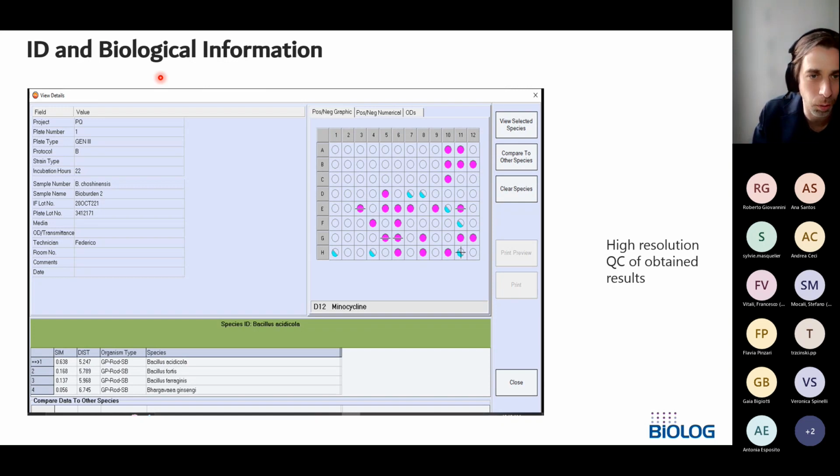metabolic features? Can they metabolize simple sugar? Can they use more complex sugar? Can they use specific sugars, or are they resistant to specific environmental conditions? This is a technology that can provide identification, unique identification, but also biological information.